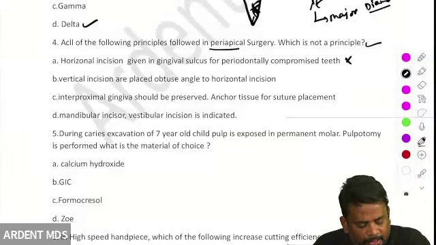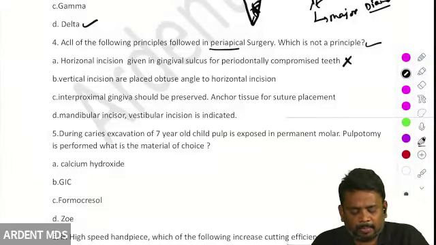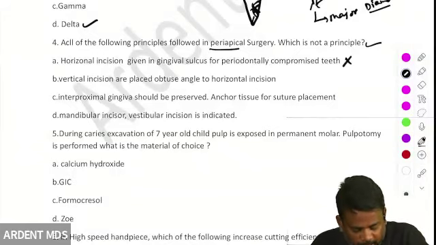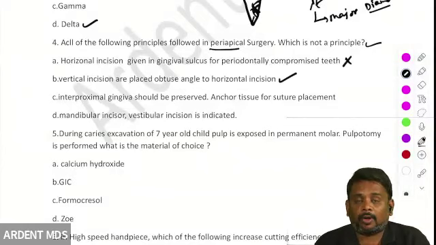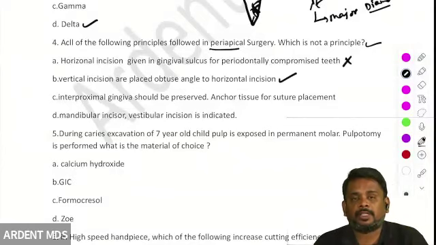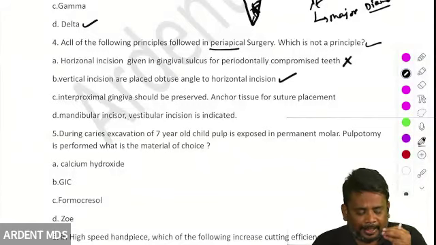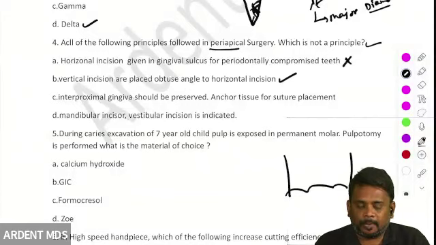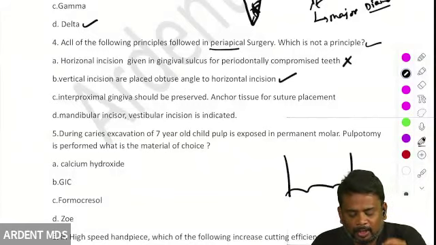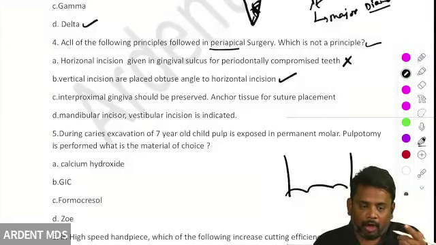Yes. Vertical incisions are placed at an obtuse angle to the horizontal incision. Yes, usually it is correct. Most of the textbooks still follow the system given in the principles of periapical surgery. Very rarely, clinically, some of them may go for a vertical incision as a straight one. But still, the textbook says it is an obtuse angle. Yes, it is correct actually. I will tell you why option A is wrong later.